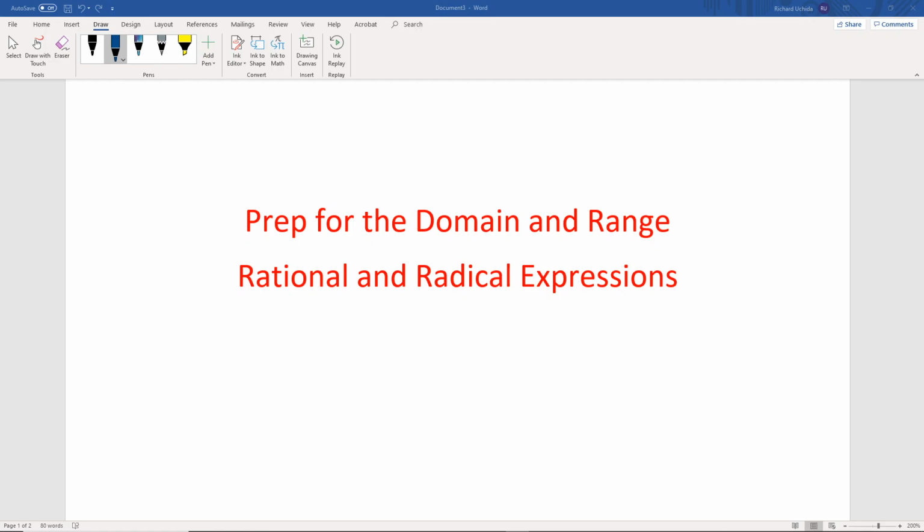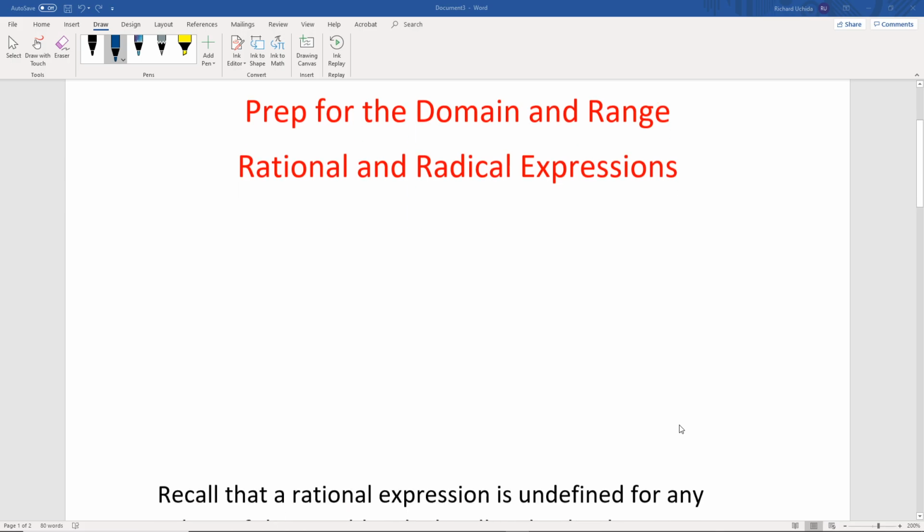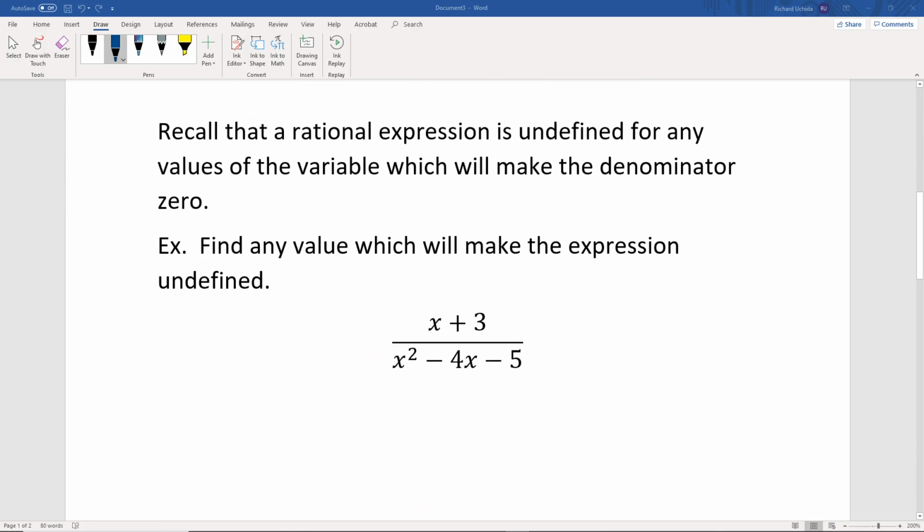In this video, we'll prep for the domain and range of functions by recalling a few things about rational and radical expressions. Now first, recall that a rational expression has a form of polynomial divided by a polynomial, and that a rational expression is undefined for any values of the variable which will make the denominator 0.